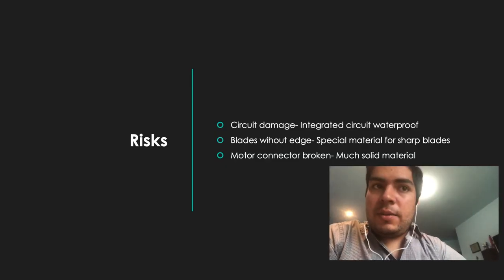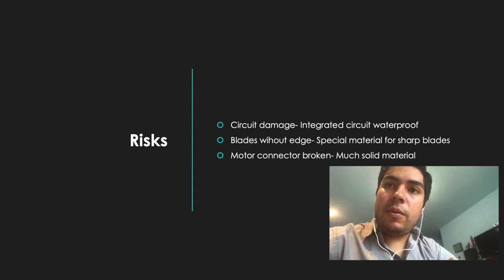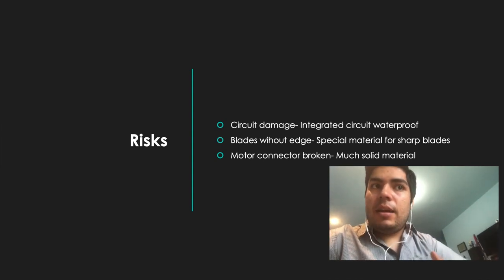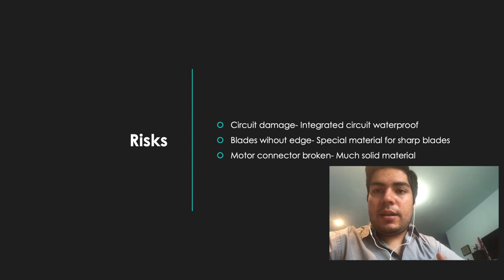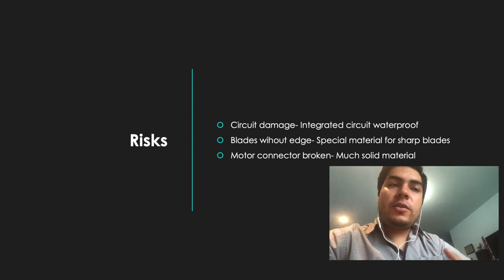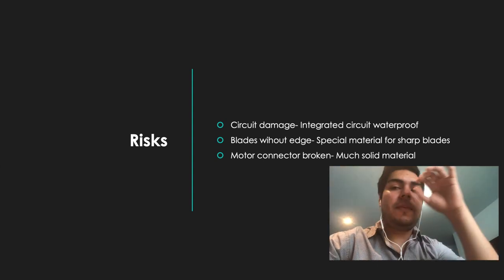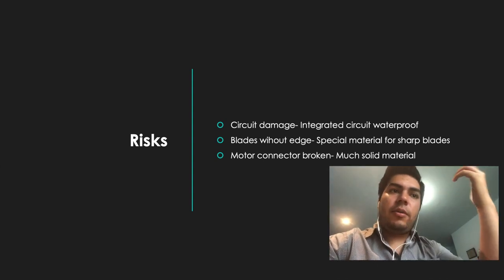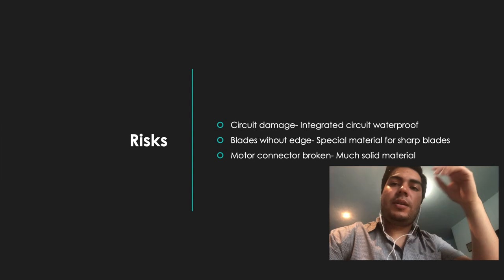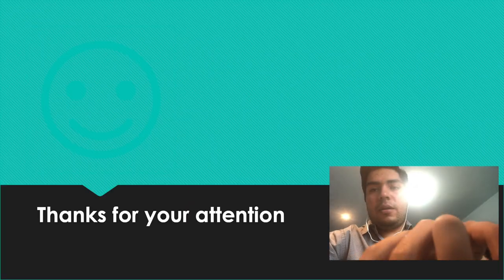First we have the circuit damages. How do we want to reduce that risk? Well, by an integrated circuit that could be waterproof, the blades without edges, and a special material that could sharpen the edges. And for the motor connector broken, well, you just need to change the engine, which is there.